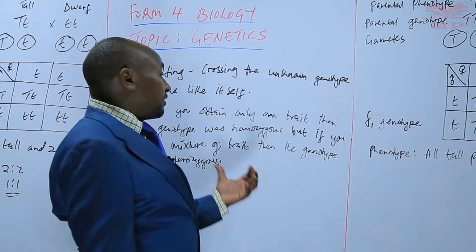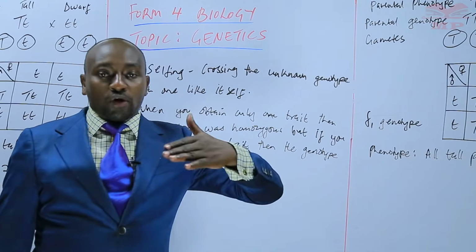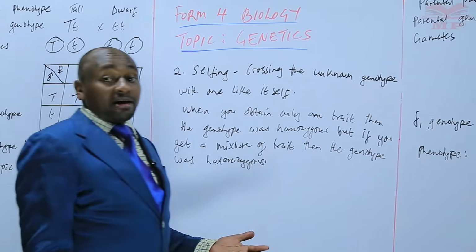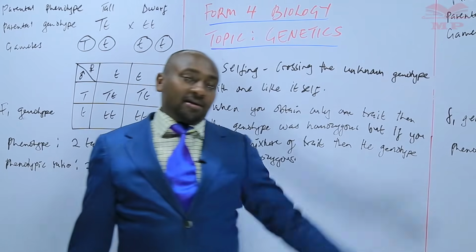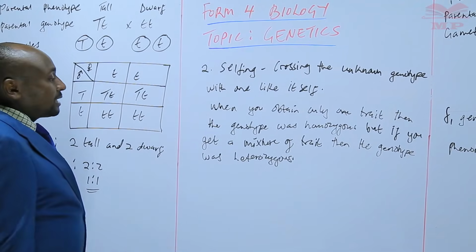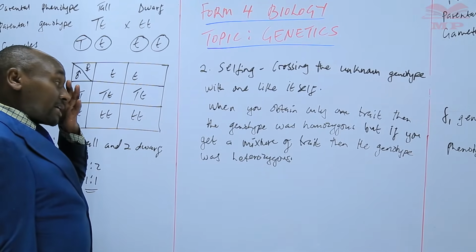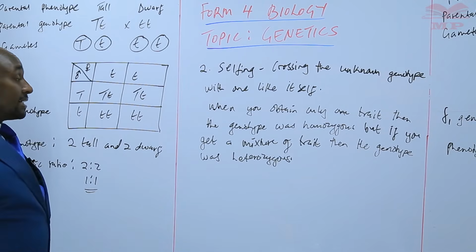And if it is homozygous, then we'll just get that one trait, only tall, for example. Or if it is the color of the flowers that we are investigating, then you'll only get, like, red. But if you cross and get a mixture, then we know that the genotype was heterozygous. So that is by selfing, crossing the unknown genotype with one like itself.